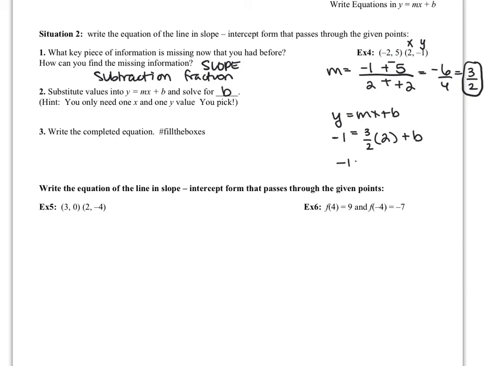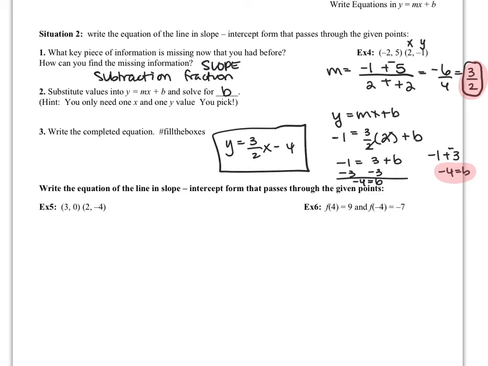So I've got -1 equals 3 over 2 times 2 would just be 3, because my 2's would cancel. And then I would subtract 3 from both sides, and -1 minus 3 would be -4 for my b value. And again, remember, we're not stopping right here. We have to make sure we write our completed equation with both our slope and our y-intercept. And so this would give me a final answer of y equals 3 over 2x minus 4.